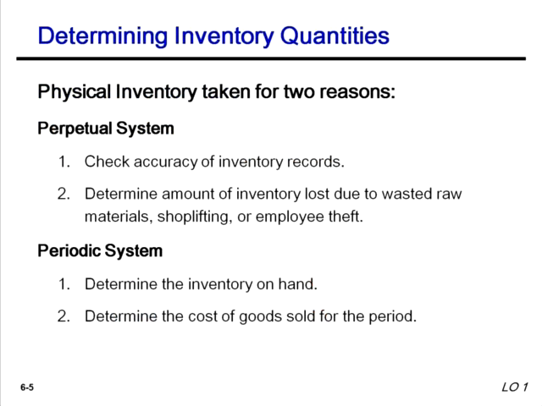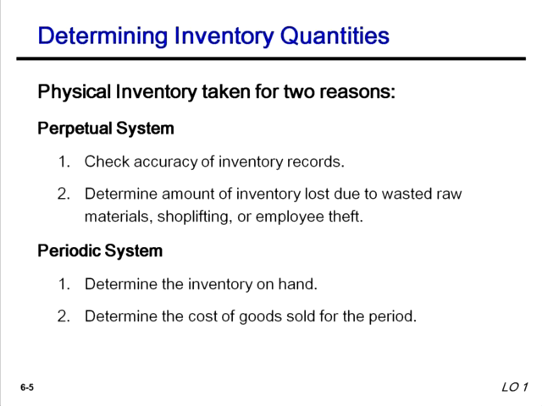We've talked about the difference between a perpetual inventory system and a periodic inventory system. And in this slide, we're looking at the physical inventory taking. So in the perpetual inventory system, we're checking for the accuracy of the inventory records. And remember, we're talking about computers, and that computers are not necessarily infallible.